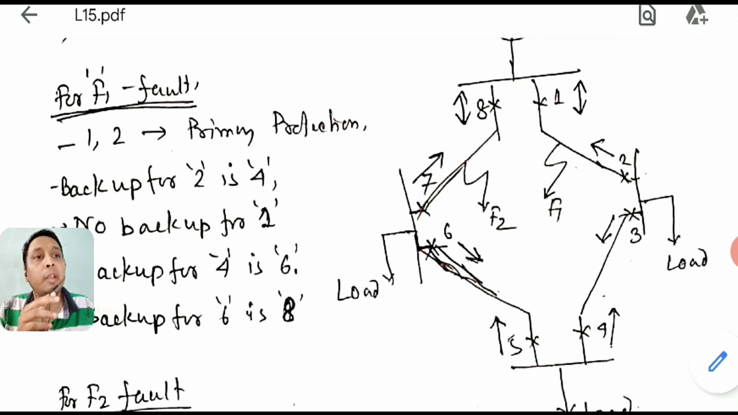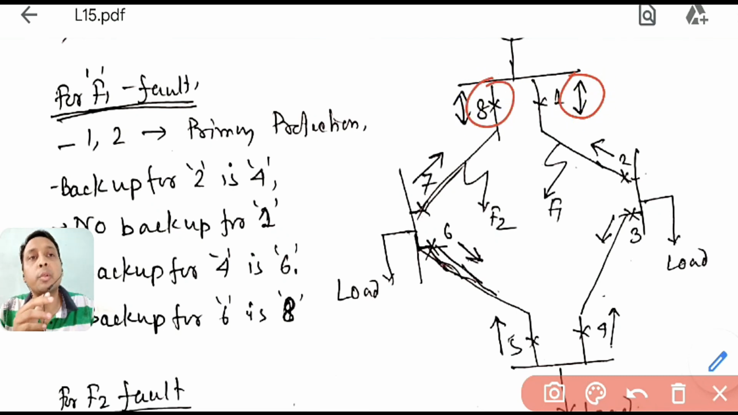Now you see the relay. Which relay will be non-directional? Because these 2 are close to the source, these will be non-directional. Any direction current goes above on the generator side, it should trip, irrespective of which direction it is flowing. If it is above, then it should trip. But for the other side, for this relay, it should trip in this direction. So this feeder is complete.